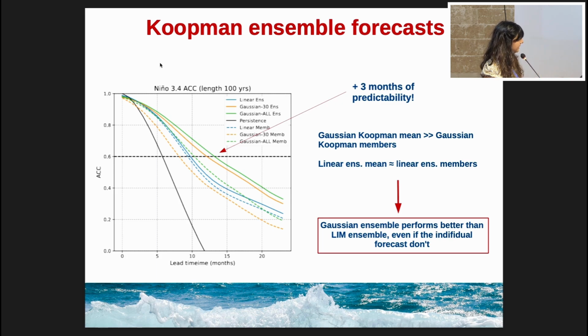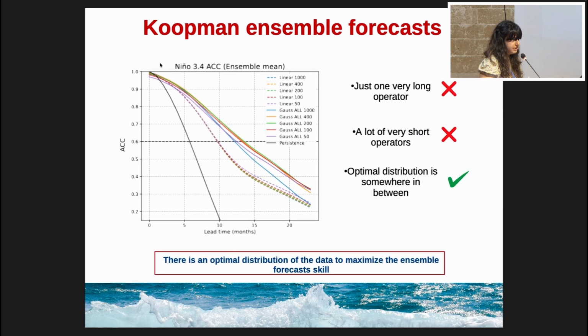So what we see is the Gaussian ensemble mean is performing better than the LIM ensemble, even if the individual forecasts are not. And these results that I'm showing are for the 100-year-long operators, but of course we did it for all the different lengths that we mentioned. And what we can see is the 400, 200, and 100-year-long operators are performing very, very similarly. They are all together here, while the 50 and the 1,000-year ones are performing worse.